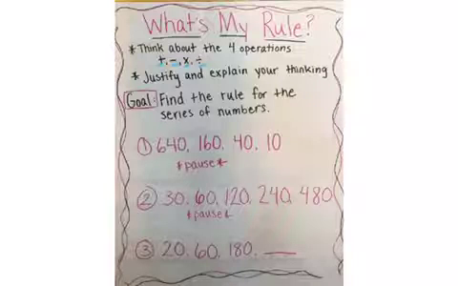Let's take a look at the first series of numbers. You have 640, 160, 40, 10. Now, you're going to pause this video, and on a piece of paper or in a Google Doc, you will show the pattern and justify and explain your thinking with my rule.